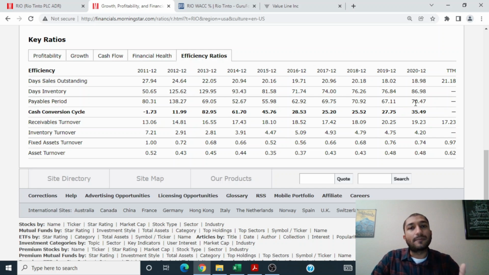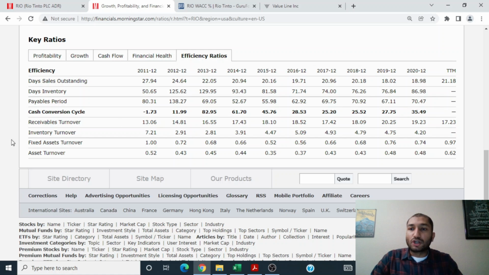What we do not want to see is a company whose payables period is growing rapidly, as that tells us that the company's management is holding on to its cash in order to artificially inflate its cash flow numbers on its cash flow statement. However, Rio Tinto's management does not seem to be playing any such accounting tricks, as the company's payables period has stayed fairly consistent over the past few years.